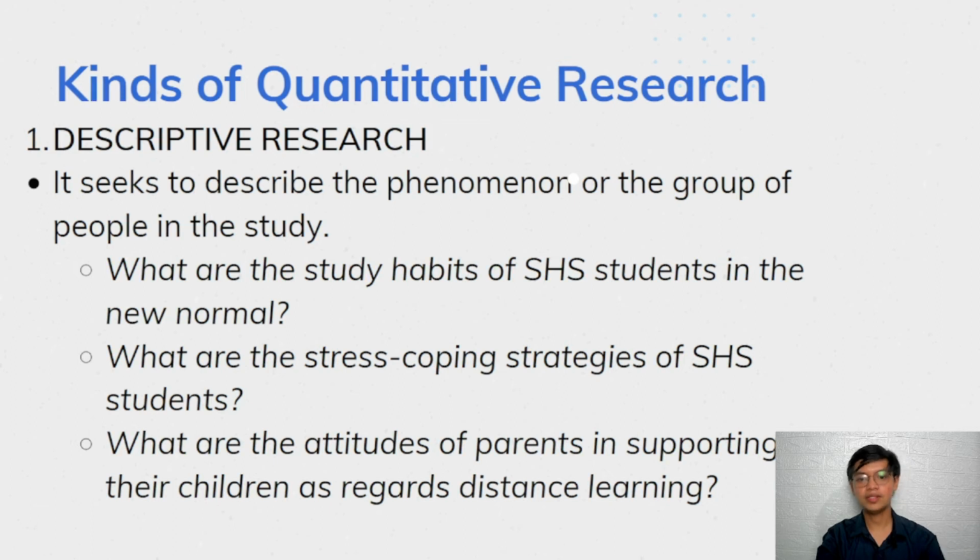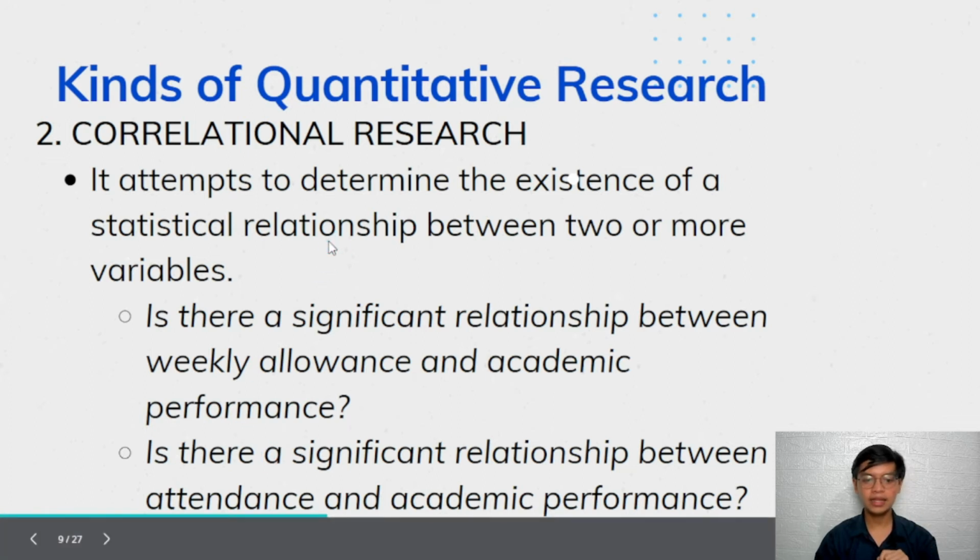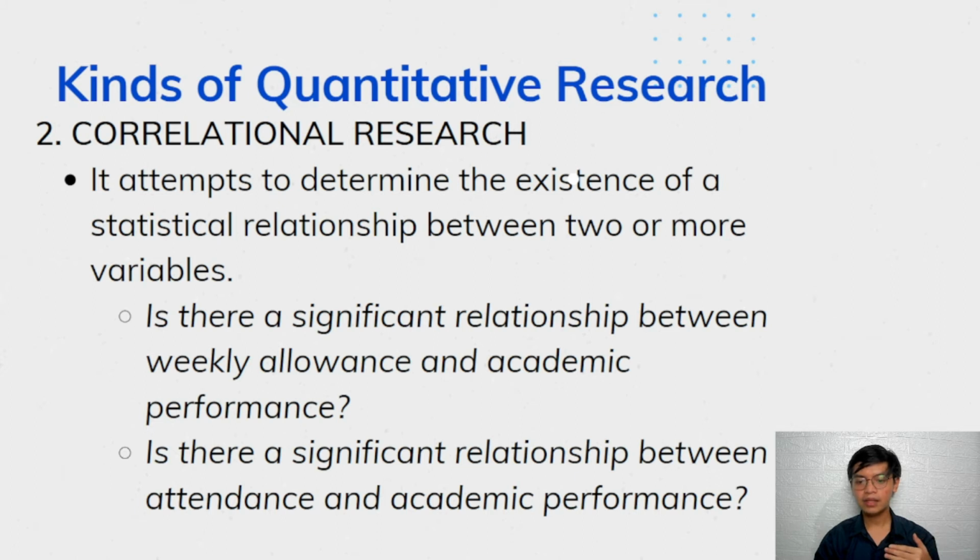So that's descriptive research. Another is correlational research. In correlational research, we try to see if there is a statistical relationship between 2 or more data. For example, is there a significant relationship between weekly allowance and academic performance? Does it mean that when you have higher weekly allowance, your academic performance goes up too? Another, is there a significant relationship between attendance and academic performance? So we try to see if there is a relationship between two or more variables. That's why it's called correlational research.